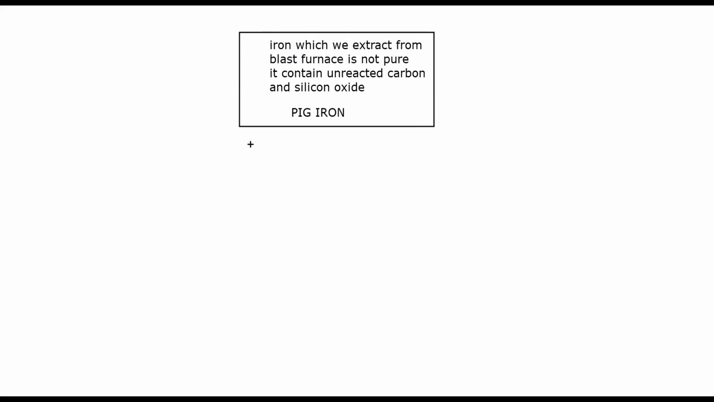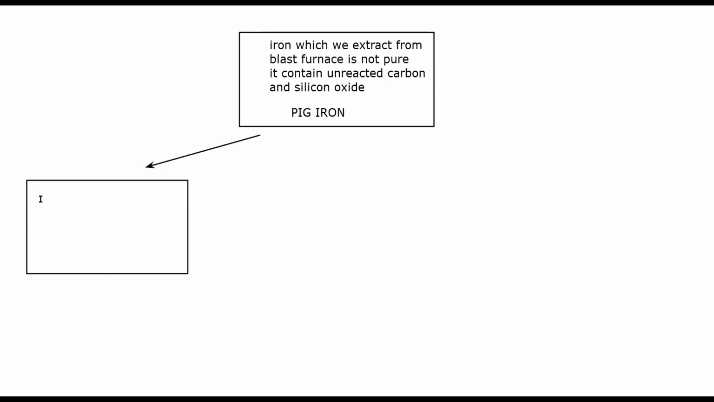But if this iron, which we extract from the blast furnace, we mold into shape, we call that iron a cast iron. So basically, the only difference between the pig iron and the cast iron is pig iron is molten. Molten means in a melted state. Where cast iron is a solid.